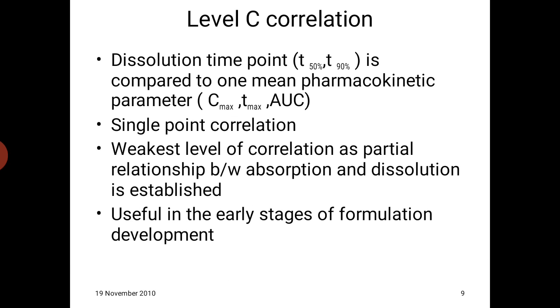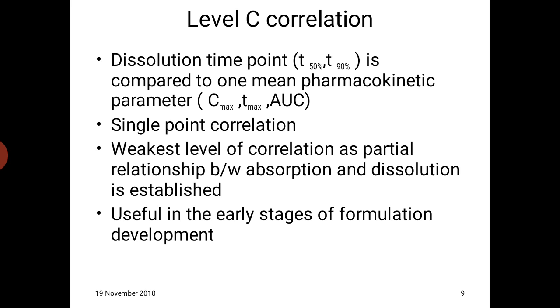Next one is level C correlation. This is also a single point correlation, same as level B, but other than the mean residence time and mean dissolution time, some other critical kinetic parameters are taken into consideration here. That is dissolution T50 and T90. T50 means the time taken for the drug to dissolve 50%. T90 is the time taken for 90% of the drug to dissolve, and it is combined with one kinetic parameter: Cmax or Tmax or AUC. The relationship is between the plasma concentration time kinetic parameters Cmax, Tmax, AUC with the T50 or T90. So this is also a single point correlation, but directly we are comparing the kinetic parameters.